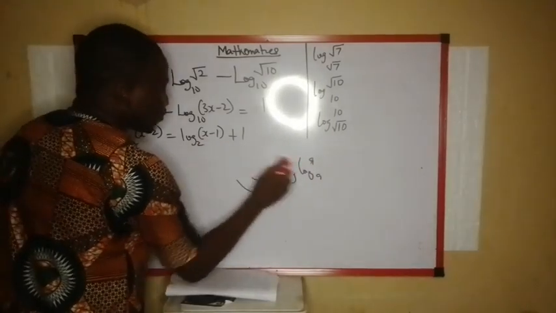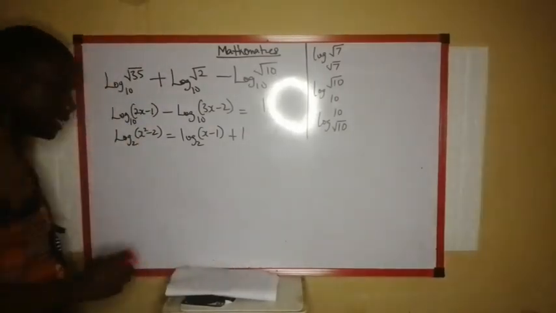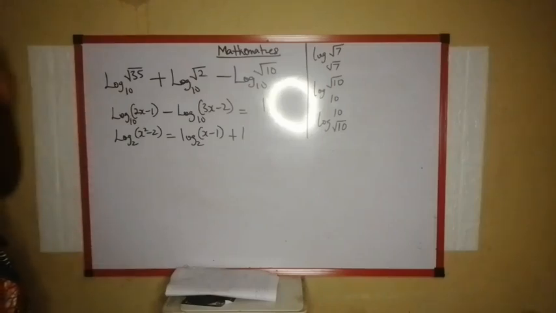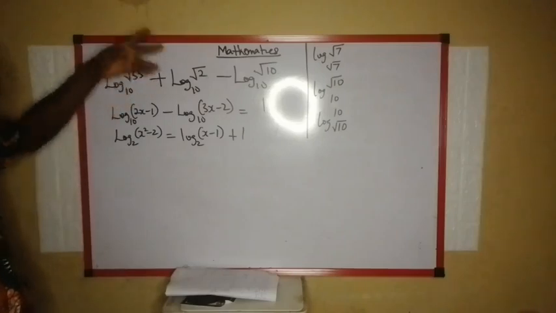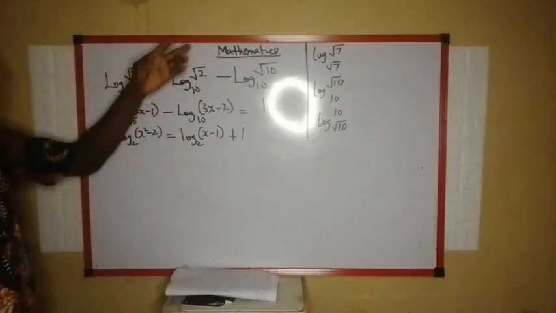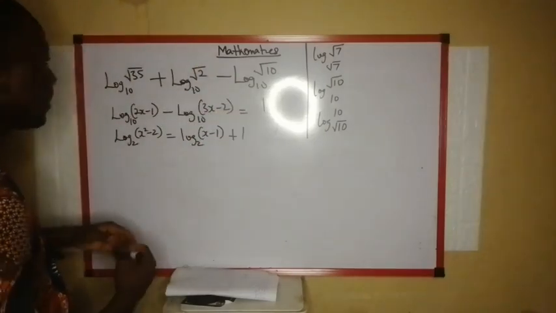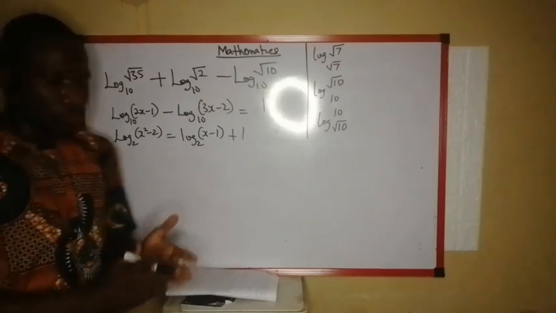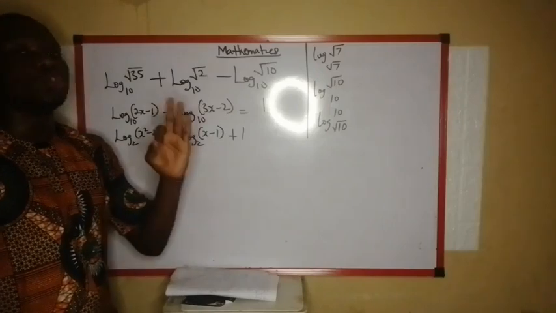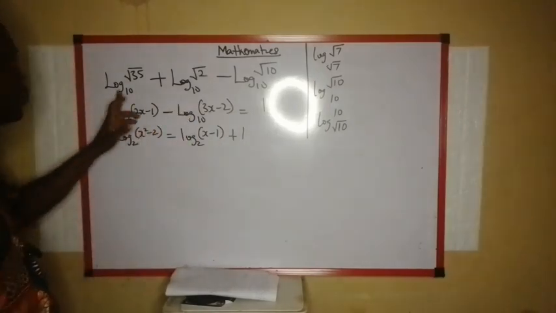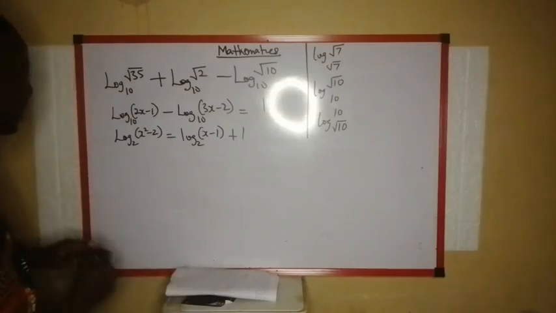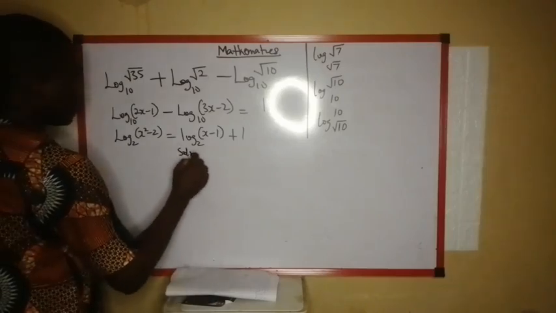Now we are going to a more complex aspect, and for this more complex aspect, we have the following question on the board: log root 35 base 10 plus log root 2 base 10 minus log root 10 base 10. How can you simplify this kind of question? So the first thing you should take note of in logarithm is you must know the base. Look at the base. Do they match? Yes, they match. That is the first thing we'll look at. So since they match, it will not be difficult for us to solve anymore.